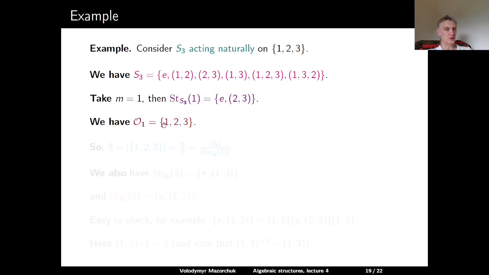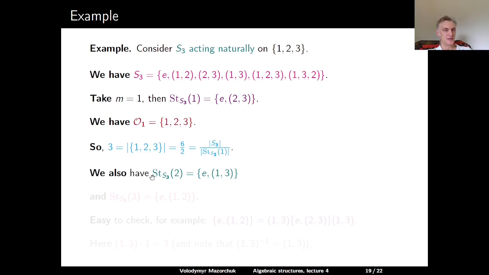So the orbit of 1 consists of all elements. We can send 1 by a bijection to 1, 2, or 3. And so we see that the orbit has 3 elements, and 3 is equal to 6 divided by 2. 6 is the cardinality of the group, and 2 is the cardinality of the stabilizer. So that's about the last theorem.